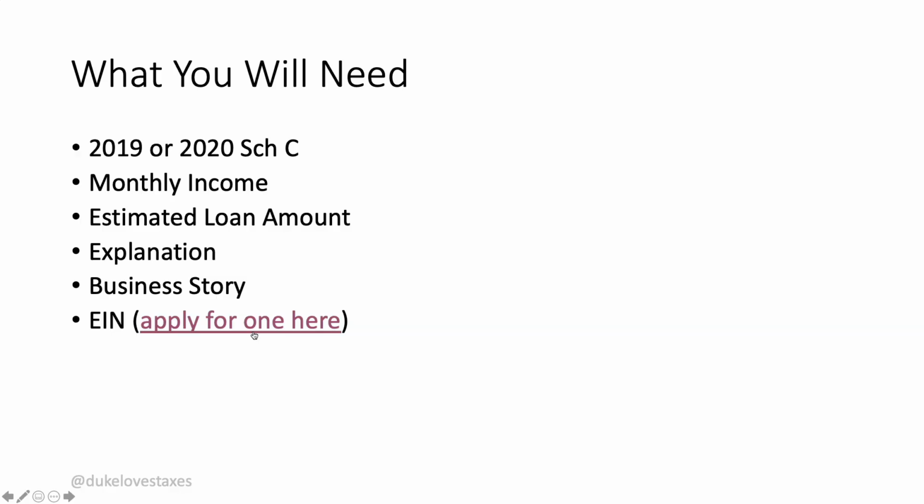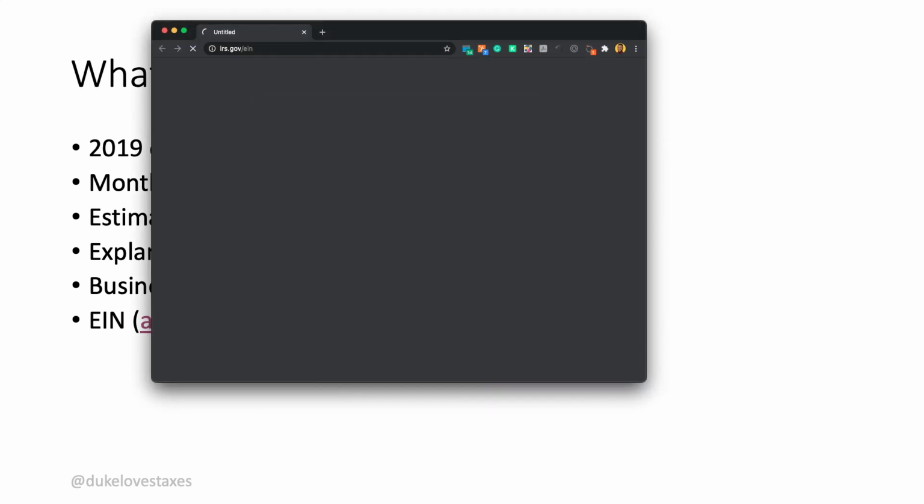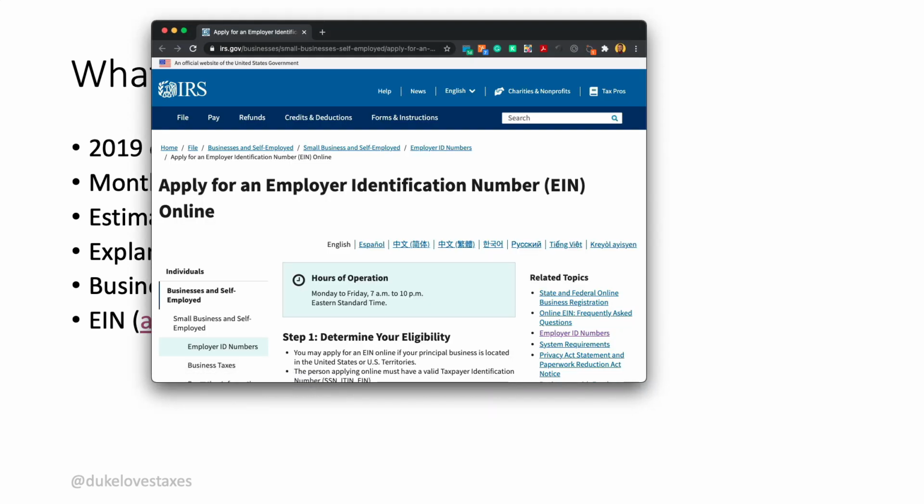And here's another thing, if you do not have an EIN, which I strongly recommend that if you're an independent contractor or a small business owner that you get one. An EIN allows you to open up a separate bank account, so you're really gonna need that. Getting the EIN is easy as 1, 2, 3. You'll go to irs.gov/EIN, and there you can apply for an EIN.